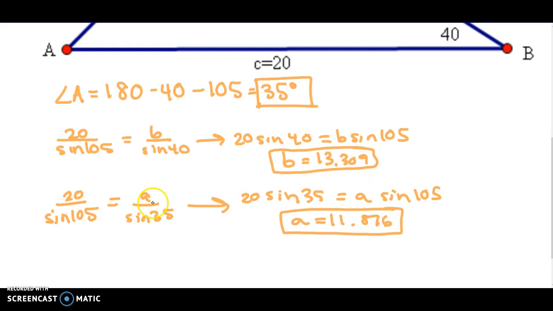To find a, I just want to point out here, I could have used this new side length and then done 13.309 over the sine of whatever angle B is, which is 40 degrees. I could have done that, but just know that this is a rounded answer. So it's just nicer to use exact values. Use the given information instead of any rounded values. That way we get answers that are closer to the exact answer. So that side length a is 11.876.